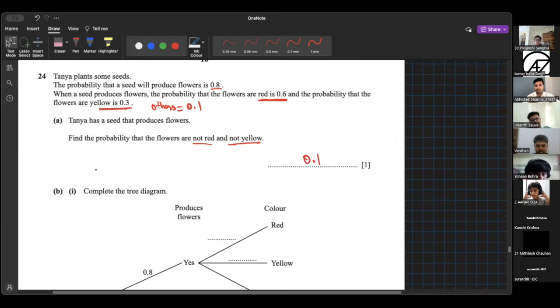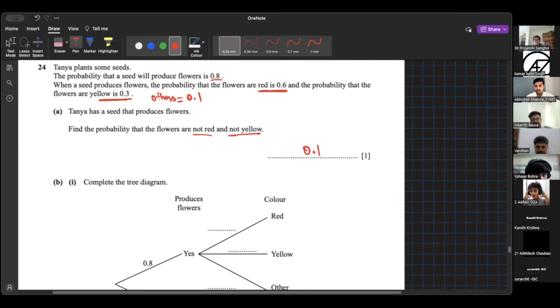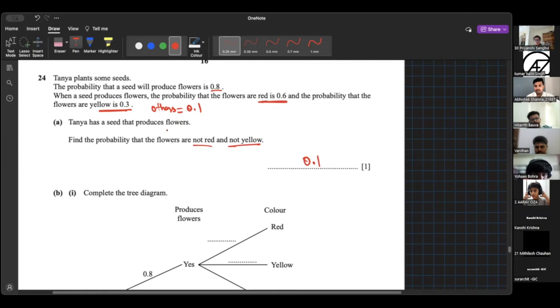Clear? So if we do not red as 0.4 and not yellow as 0.7, 0.4 into 0.7. No, that will not give you the answer, because that is randomly from the whole stack. But it says Tanya has a seed that produces flowers. So that is only for when a seed produces flowers. So that is only one option left, which is not red and not yellow. That is 0.1. So we have to understand the statement. You will understand which lot we have to check.